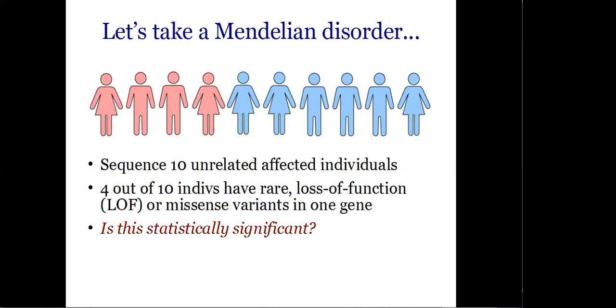But what if I told you that 40% of the general population have rare loss of function or missense variants in this gene? Then your observations are exactly what we would expect by chance. But if I could tell you that only 1 in 1,000 individuals have rare variants in this gene, then your findings are a lot more interesting. And what's more important, knowing this population frequency allows you to calculate a p-value for your findings.